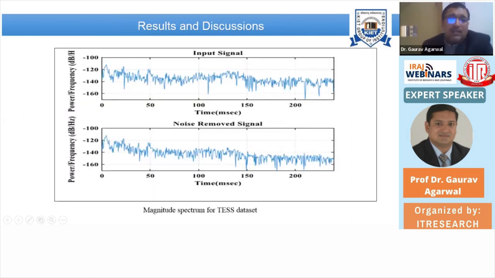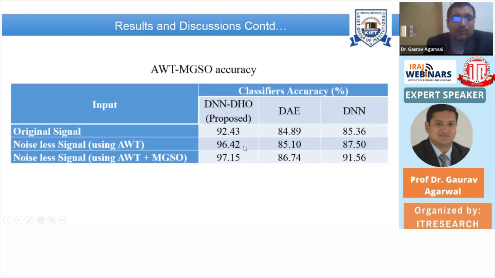Now, finally, the results and the discussions. When we have an input in the form of a speech signal, it may or may not have noise. After having the input signal, we have removed the noise. So, when we applied the AWT MGSO, what will happen? Let us check.